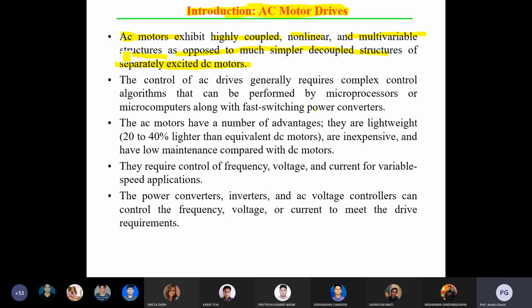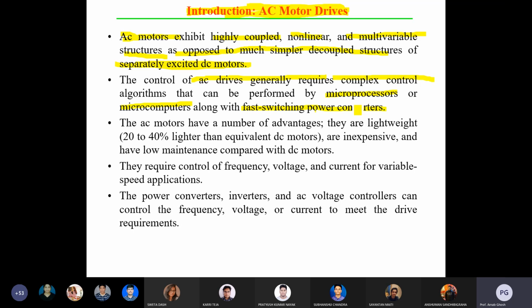So controlling may be simple after transformation, but in the case of AC motors, control is complicated compared to DC motors. The control of AC drives generally requires complex control algorithms that can be performed by microprocessors, microcomputers or microcontrollers along with a fast switching power converter. The technology may be different, but in terms of control it is more or less the same.